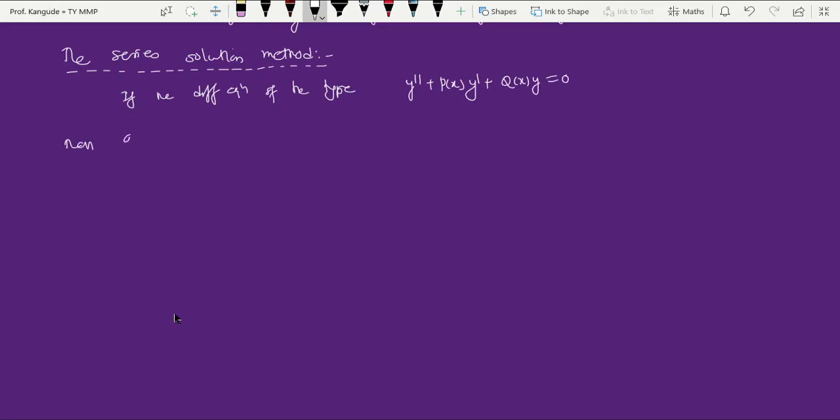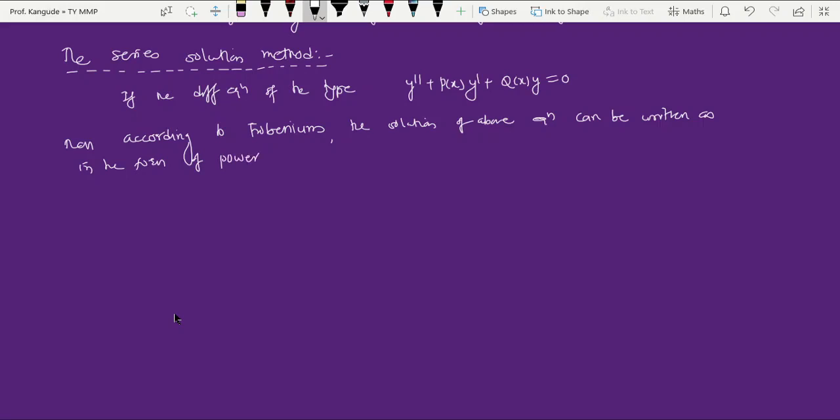Then according to Frobenius, the solution of the above equation can be written in terms of a power series, in the form of a power series with constant coefficients.